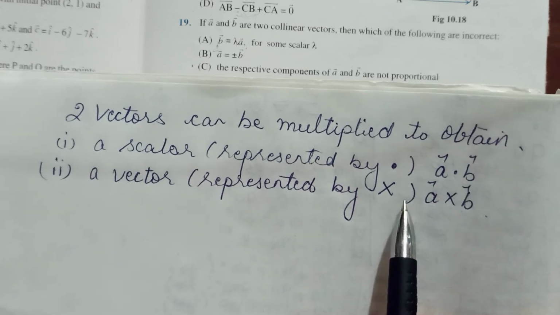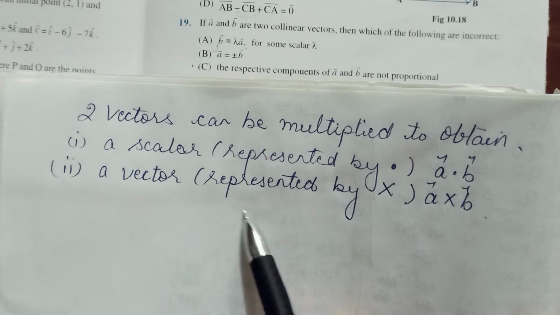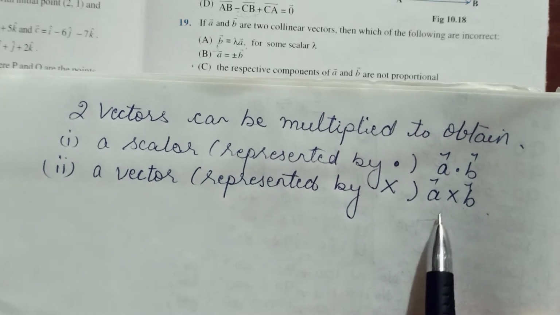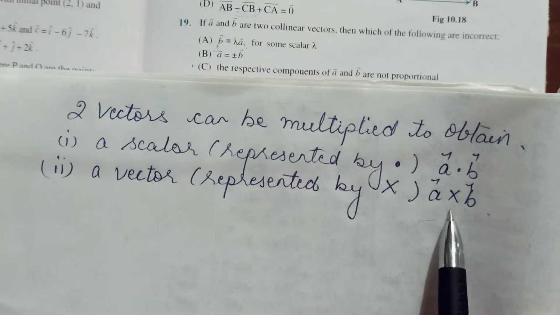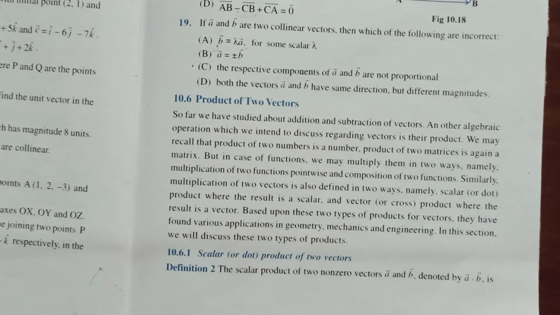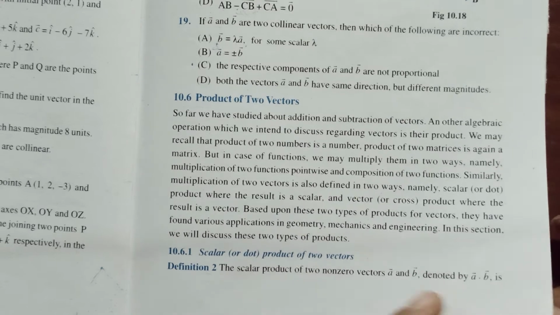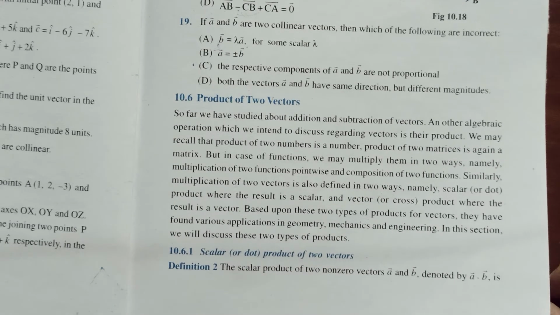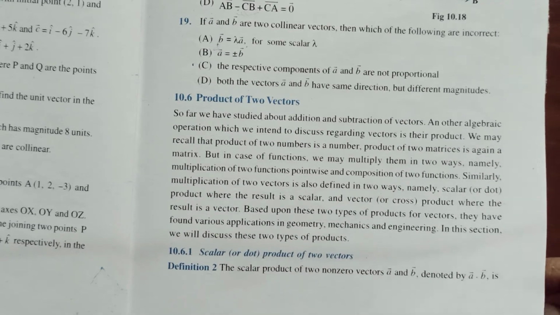And when we are looking for a vector, then we put a cross between those two vectors, so it is also termed as cross product. We'll come to cross product in detail later. For now, we are introducing scalar or dot product: how to multiply two vectors to obtain a scalar quantity.